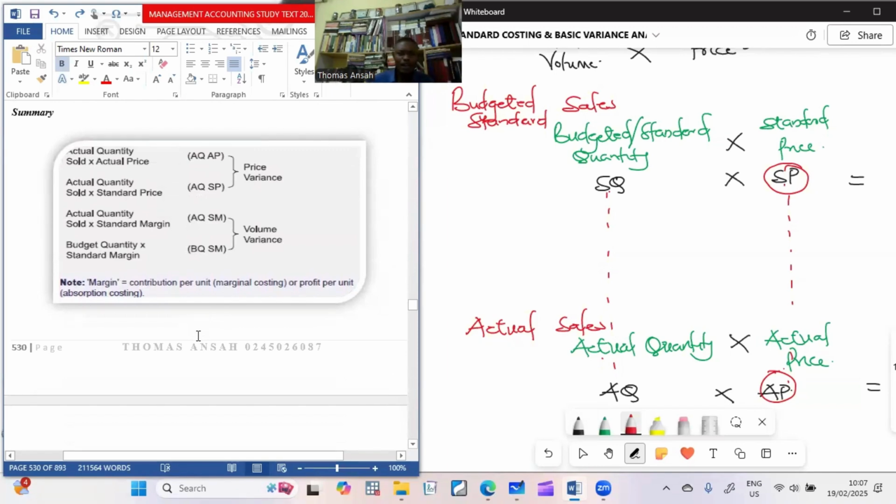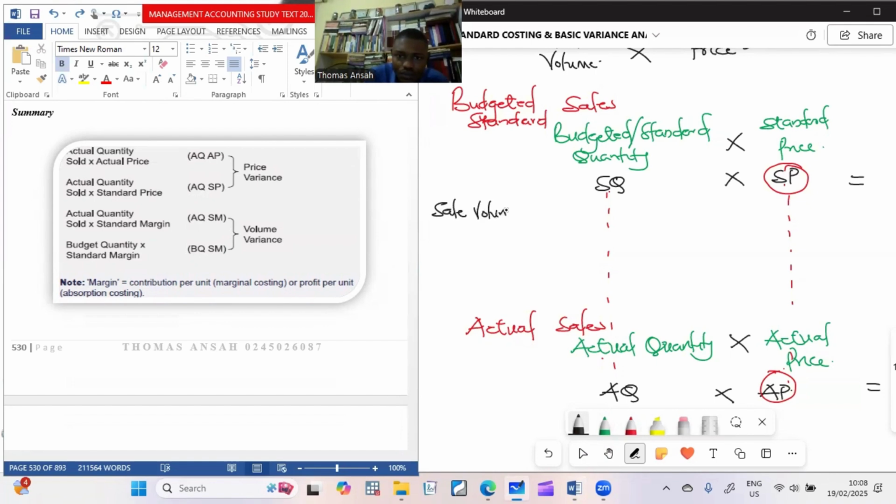So how do we do that? If we want to find our sales volume variance, it is between our quantities, is that not it? Sales volume. It is between our quantities. And so what should we be focusing on? We should be focusing on the quantity side. Have you seen that? Now look at this.